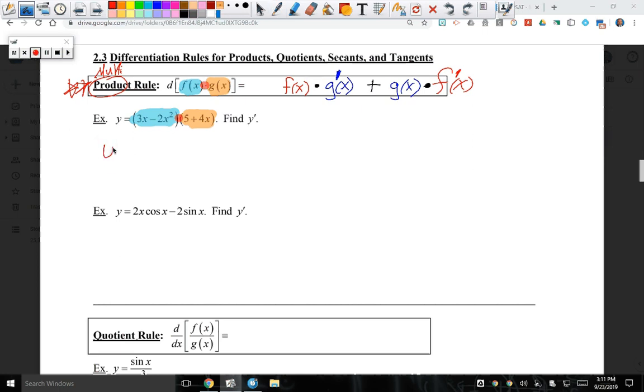So here we go. y prime is equal to the first times the derivative of the second. Can you tell me what the derivative of the second is right here? 4. Plus the second in its normal state times the derivative of the first. What's the derivative of the first, guys? Negative 4x plus 3, but let's keep it in the order. Just 3 minus, yeah.